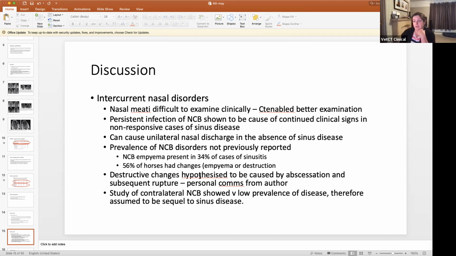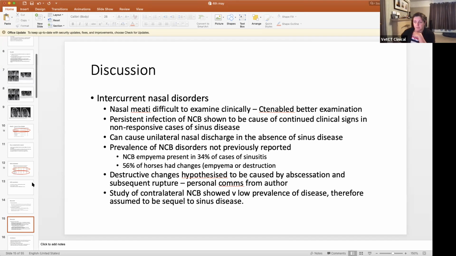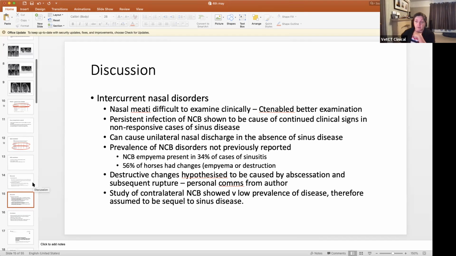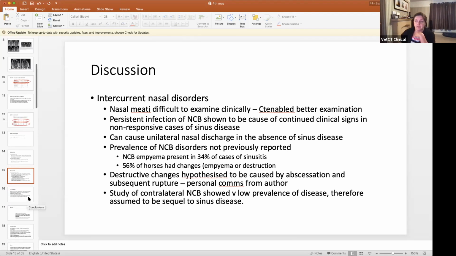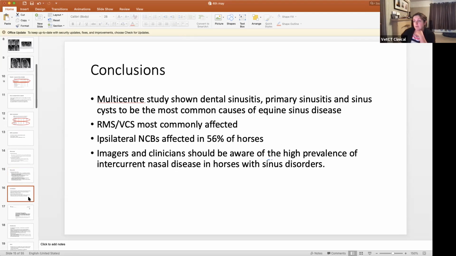And obviously they comment that their contralateral nasal conchal bullae had a very low prevalence of disease, so the changes in the bullae were assumed to be a consequence of sinus disease.